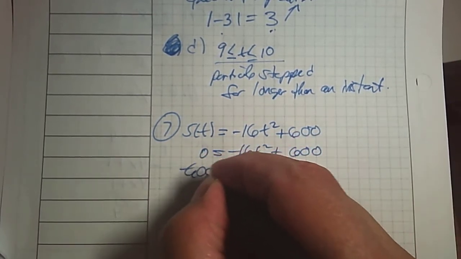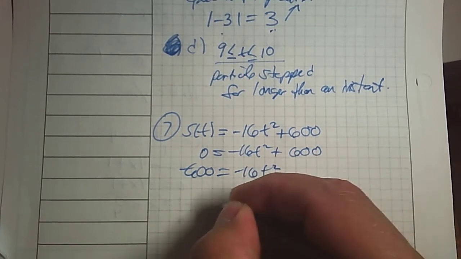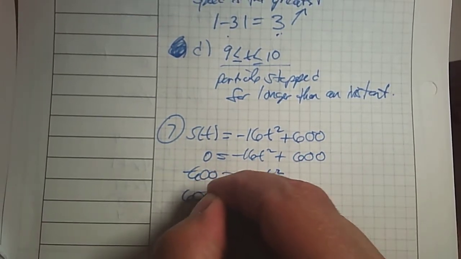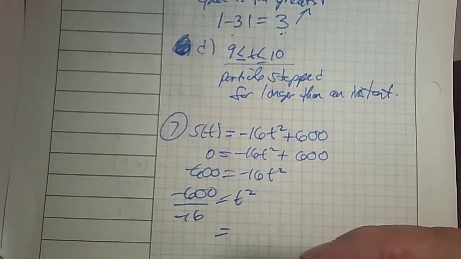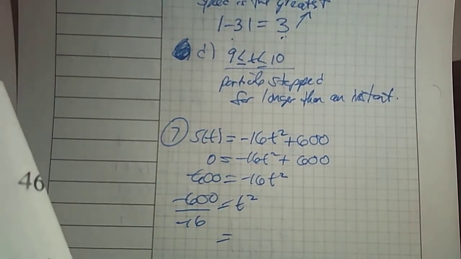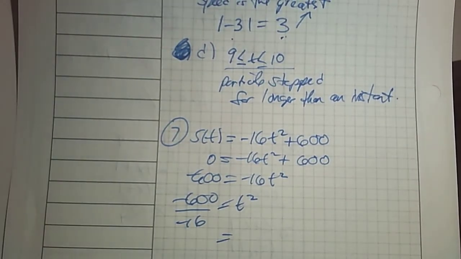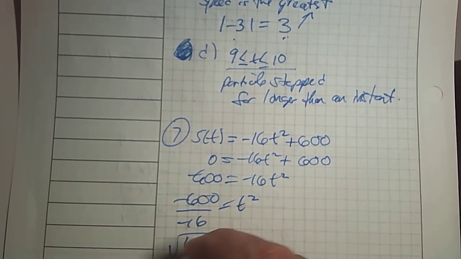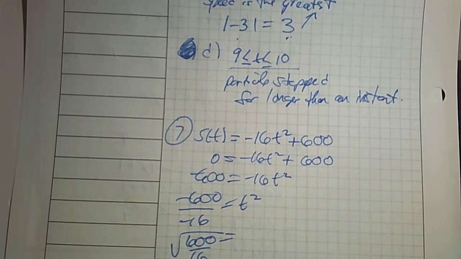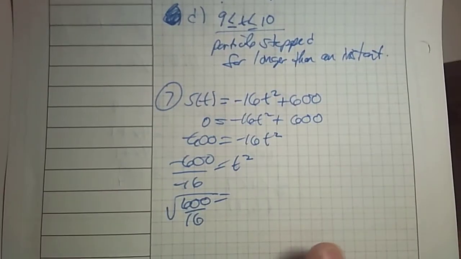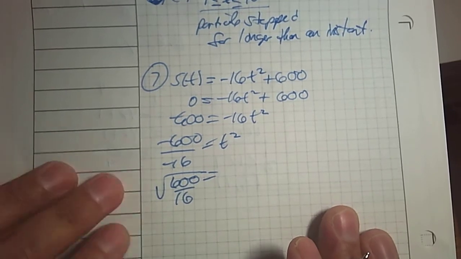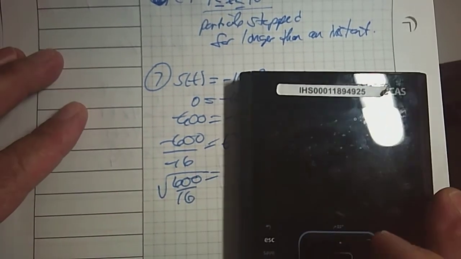So I can subtract 600. I can divide, and 2 negatives will make that positive. Does 16 go into 600 evenly? I don't think it does. But you're going to have to use your calculator anyways. So it's the square root of 600 divided by 16. And because it's a real situation, it's only the positive answer to that.